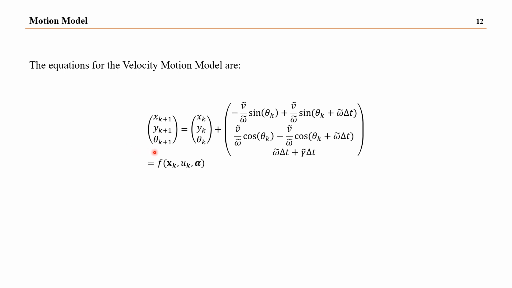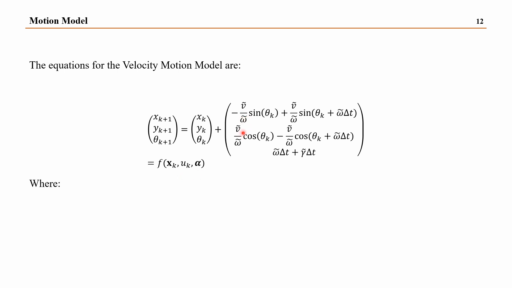We can see that the state at time k plus 1, which is comprised of the xy positions and the orientation, is equal to the previous state plus this term right here, which describes motion based on commands which are given by v, the linear velocity in the direction of the robot's motion, and omega, that is the rotational velocity around the z-axis. And of course, delta t is the time step. Now, this function will be called f, and it's a function of x, the state, u, the commands, and alpha.